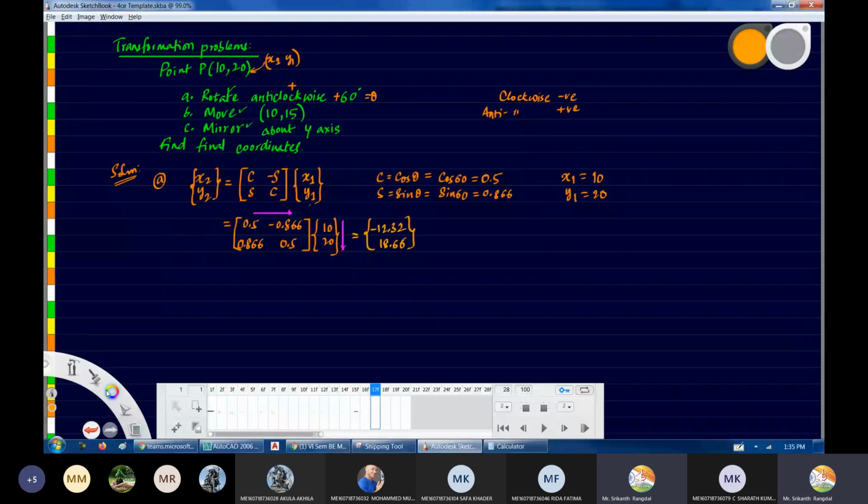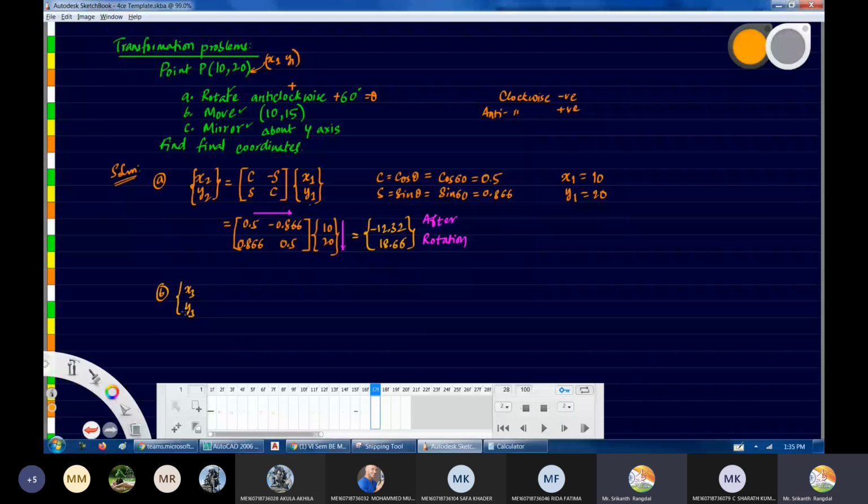So these are the coordinates after what have we done? We have rotated. So after rotation, this will be the coordinates. Okay. So next, let's take up x3, y3.